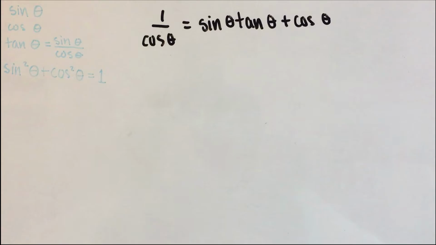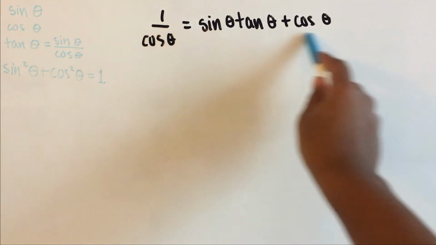Let's get started. Here I have a statement that says 1 divided by cosine theta is equal to sine theta times tangent theta plus cosine theta. We know that the left side is equal to the right, but it's our job to prove it.